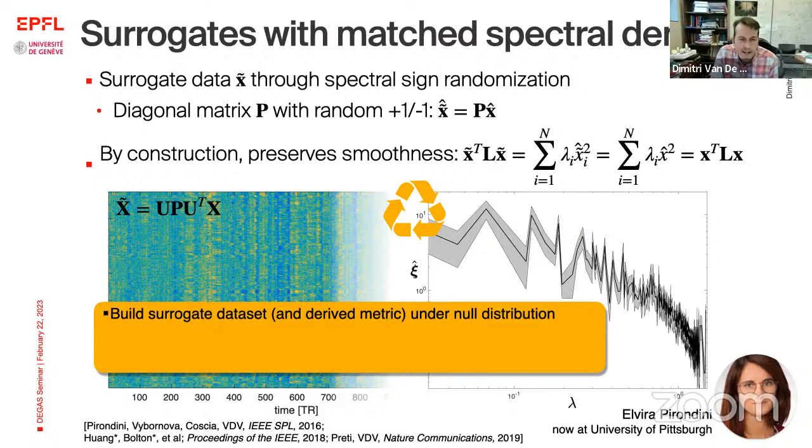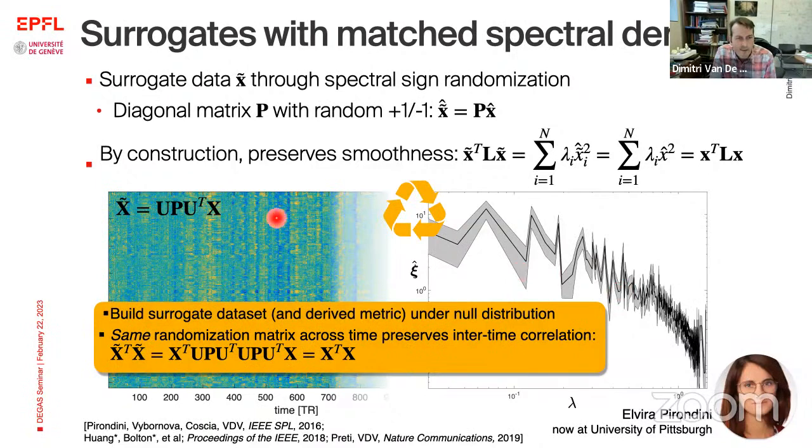And another very nice feature I like to mention is that because we keep this P matrix the same for all time points that we process to generate one surrogate data set, the second order statistical structure is completely preserved. So what I mean is, if you compute for a surrogate data set x tilde transpose x tilde, that is exactly identical to x transpose x, because those signs cancel out. So it means that, in essence, the correlation structure between time points is completely preserved in the surrogate data set that you generate.